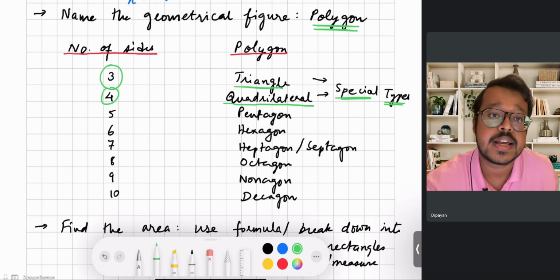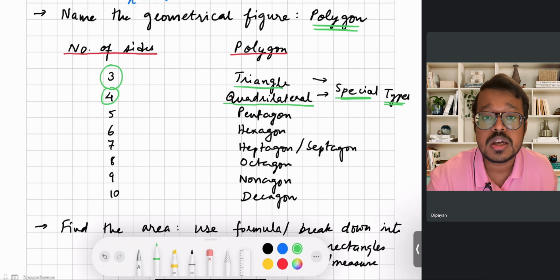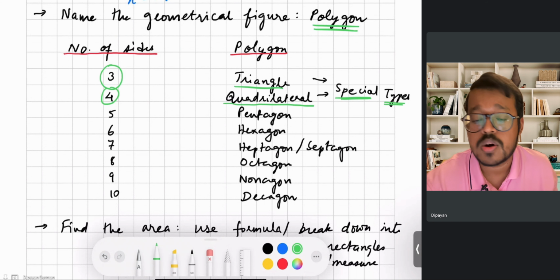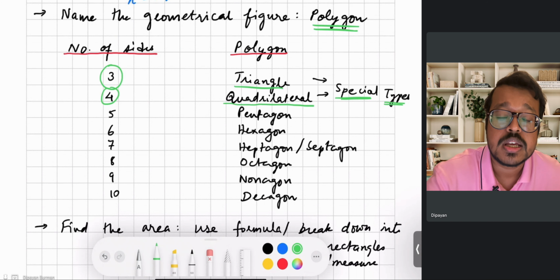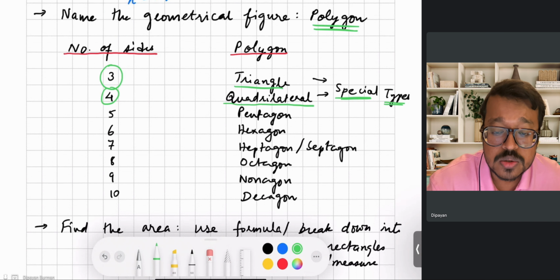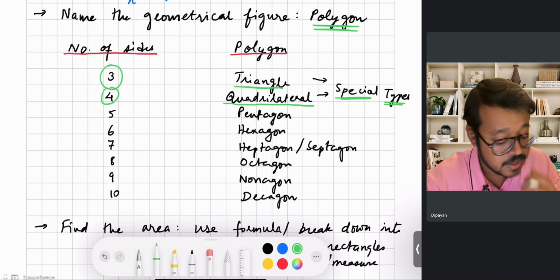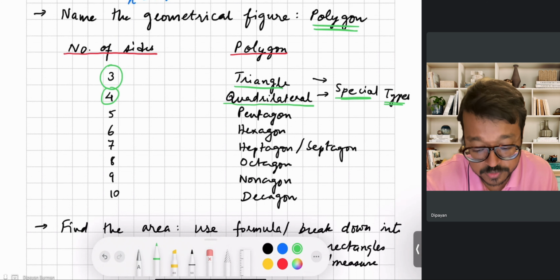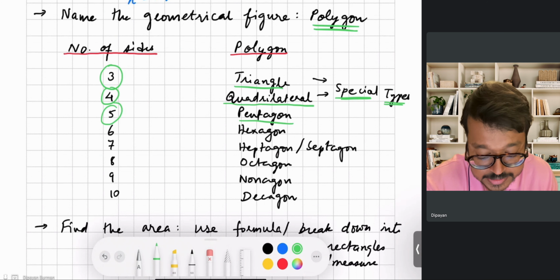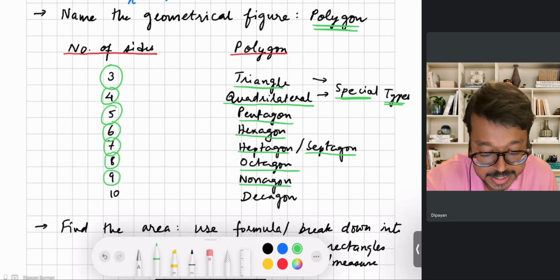So suppose the triangle has 2 equal sides, so it will become an isosceles triangle. Or if it has 2 equal sides and a right angle, it will become a right angle isosceles triangle. Or suppose for a quadrilateral, if you see that the opposite sides are equal length, then that's a parallelogram. So like that, you need to write the special type of the triangle or the quadrilateral. Now if the sides are more than 4, if you have 5 sides, it's a pentagon, 6 sides hexagon, 7 sides heptagon or septagon, 8 sides octagon, 9 sides nonagon, and 10 sides decagon.